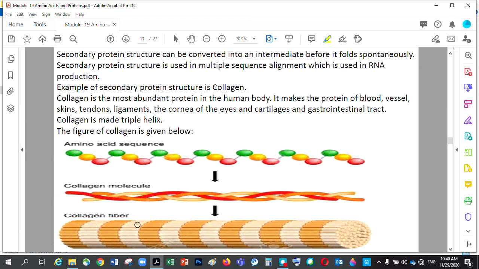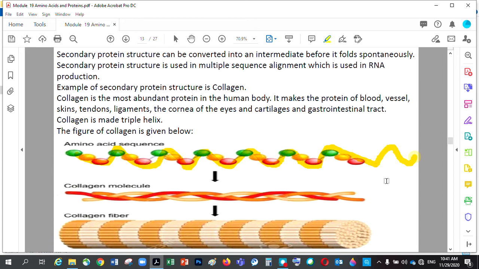It makes the protein of blood vessels, skin, tendons, ligaments, cornea of the eyes, cartilages, and gastrointestinal tract. So if you look at this collagen, it's made of what? It's made of a secondary protein, but it's really woven, intermixed with each other. It looks like a fiber. So this is the amino acid sequence, correct? This is the amino acid sequence.